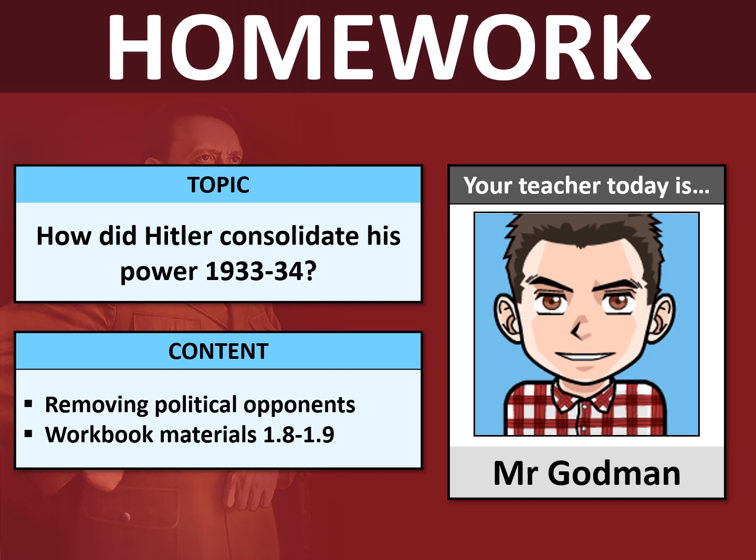Today we're going to work a little bit more on our topic, how did Hitler consolidate his power between 1933 and 1934. We're going to look at how he removed political opponents from outside the party. We'll work through workbook materials 1.8 and 1.9, so if you don't have your workbook with you already, you need to go and get that now and a pen and get yourself ready for the homework. When you've got everything, hit play again and we'll get started.